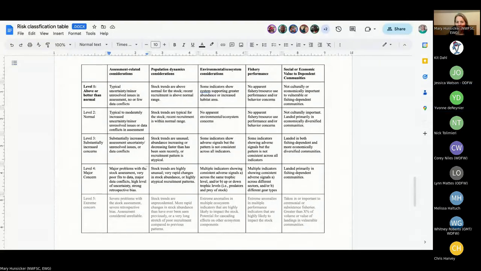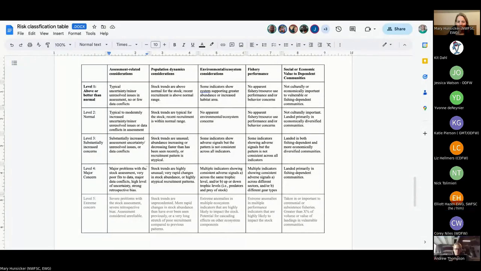Go ahead, Corey. Thanks, Mary. Minor point, but on level one, I don't know why you need both adjectives, above or better. Level four can always be major or greater. But I was wondering if Andrew Thompson would be willing to expand on the message he put in the chat about why this might be helpful for sardine. I thought it might be helpful, at least for some of us, to hear how it would be helpful. Do you have more thoughts there, Andrew?